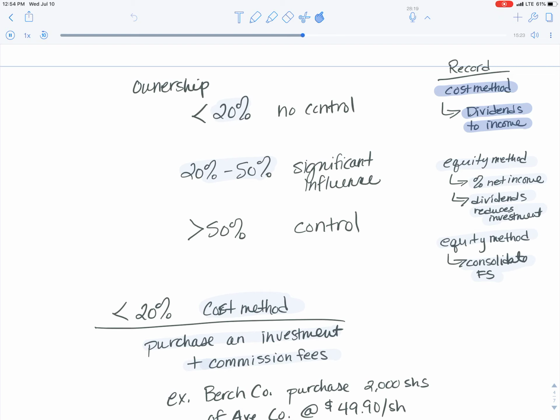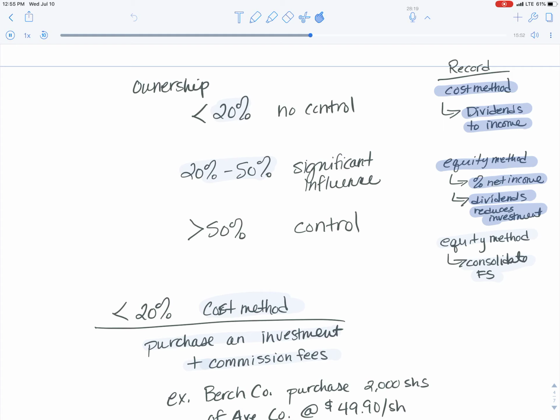If we have 20 to 50% ownership in a company, we're considered to have significant influence. And so if that's the case, we're going to use the equity method. We will record these investments a little differently. We're going to record our percentage of the company's net income as a whole. And then anytime we get dividends, it's going to reduce our investment. So this is different from the cost method, which is why you need to know how much ownership you have in the company.